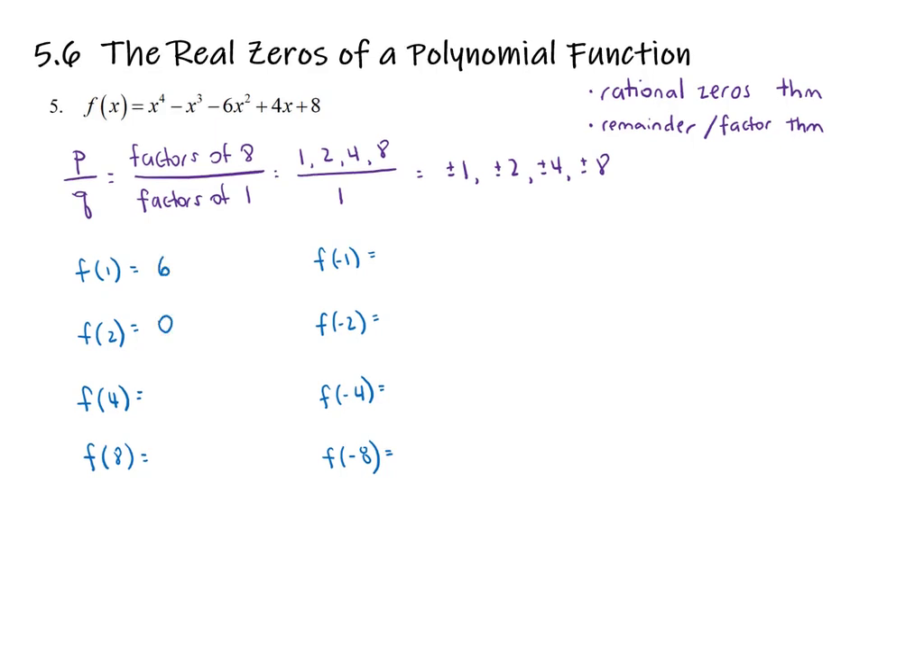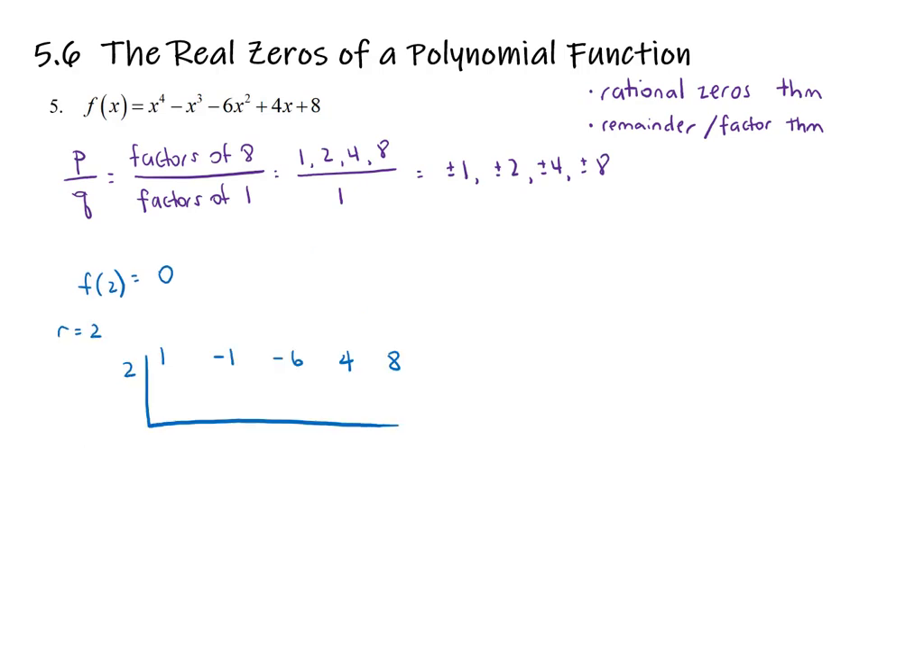I went ahead and used my calculator to help with this process, and when I found f of 1, I got 6, and when I found f of 2, I got 0, which means that 2 is one of my real zeros. So we're going to go through the process of doing division to get that factor of x minus 2 out of this polynomial and get a reduced polynomial to then further this process.